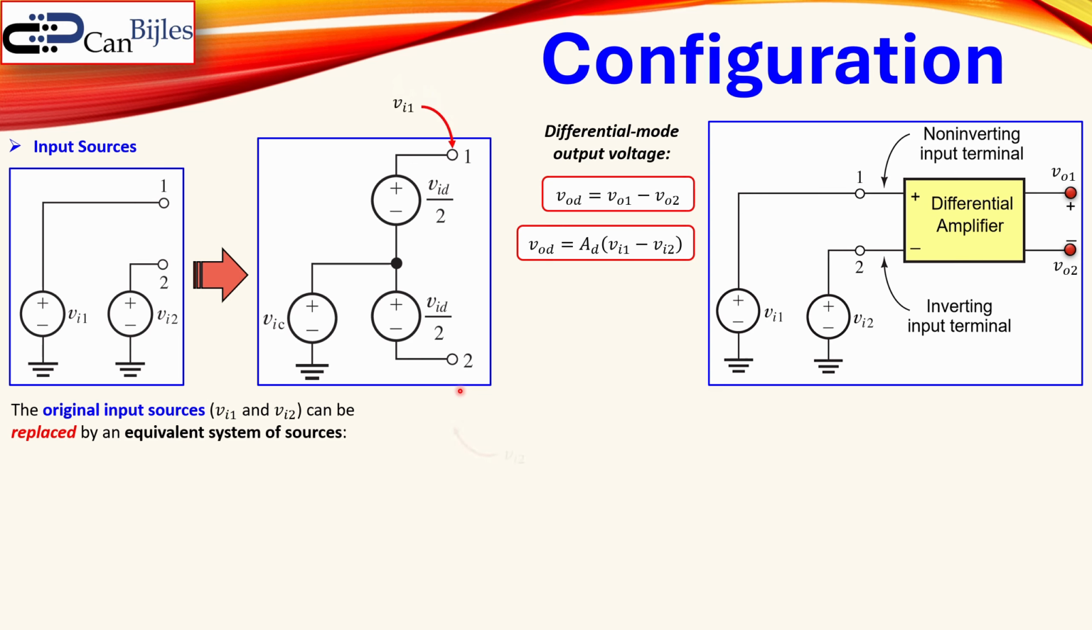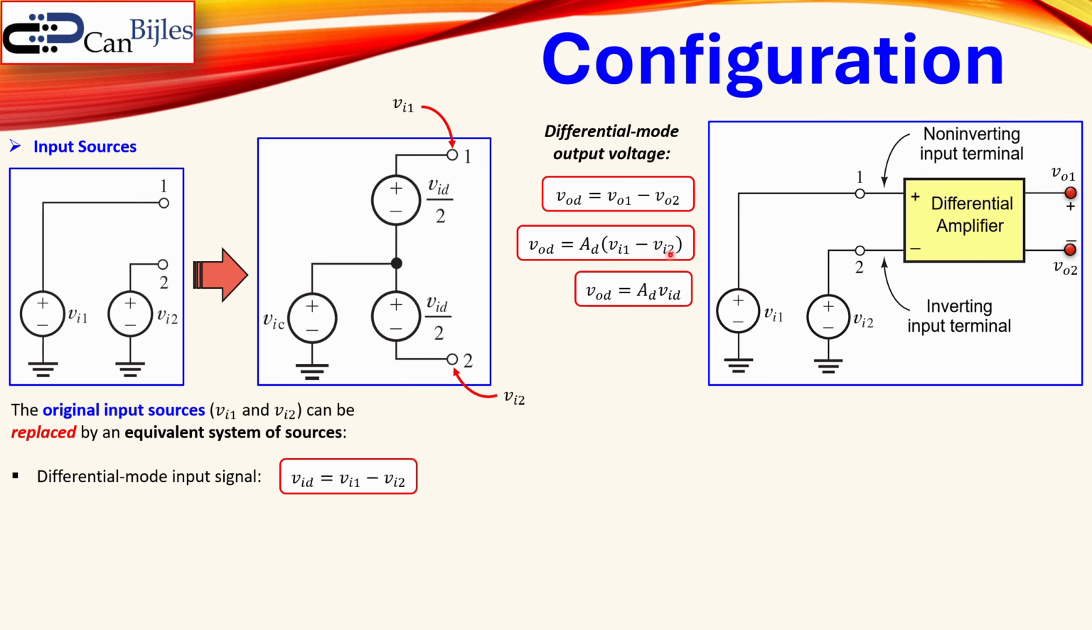Well, this is now the VI1 again, and this is now VI2 again. That is still the same, because these two nodes are exactly the same as these two nodes, also these two nodes. So the differential mode input signal, VID, is the difference of VI1 and VI2. So that's just VI1 minus VI2. And if you look at this expression, it can be written as AD times VID, which is then VOD. Our common mode input signal is then the average of the input signals, VI1 plus VI2 over 2. So that's the reason for using those two sources in our system.